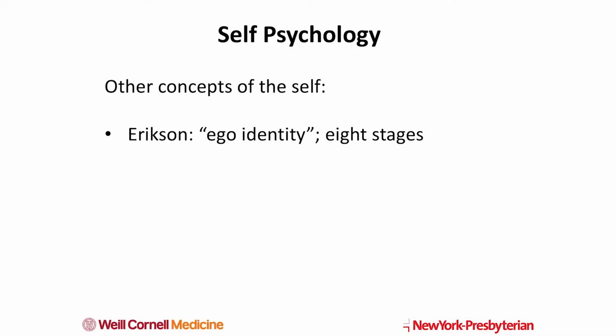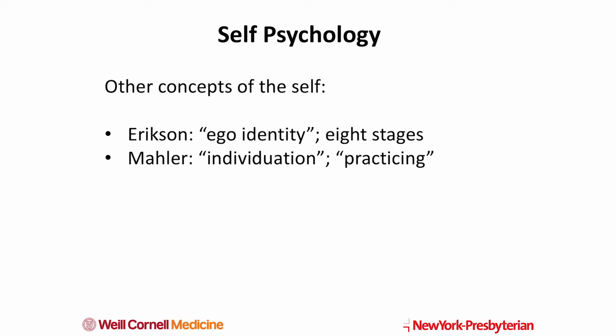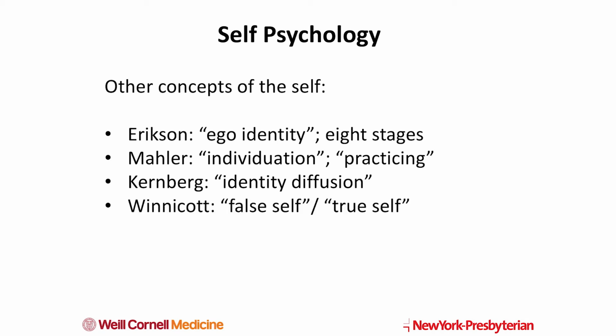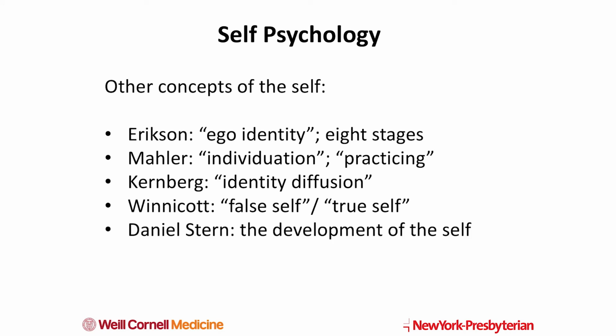Meanwhile, there are other important theories of the self in the psychoanalytic model of the mind that we should be aware of. These include Erikson's theories on ego identity and all of his 8 stages of development, Mahler's theories on individuation and her concept of practicing, Kernberg's concept of identity diffusion, which he borrowed from Erikson, in patients with borderline personality organization, Winnicott's concept of the false self and the true self, Daniel Stern's ideas about the development of the self, and Fonagy's concept of the development of the self in terms of the capacity for mentalization, which always develops in interaction with the mother.